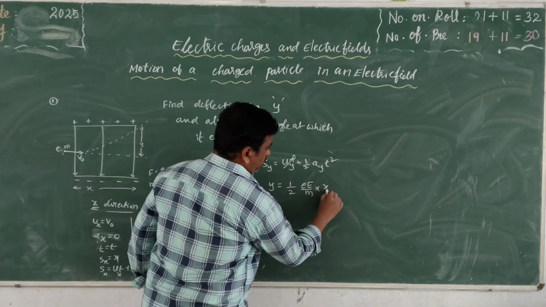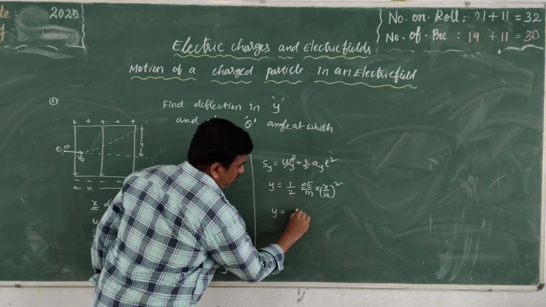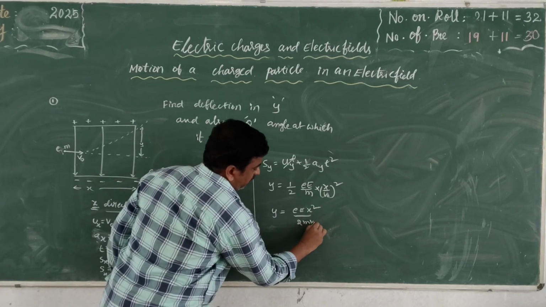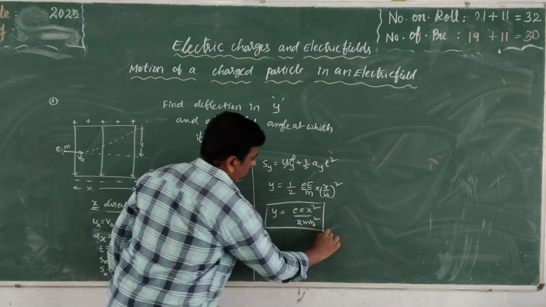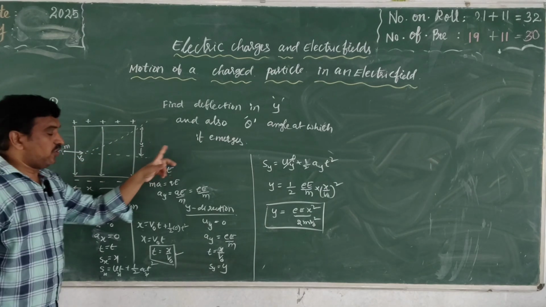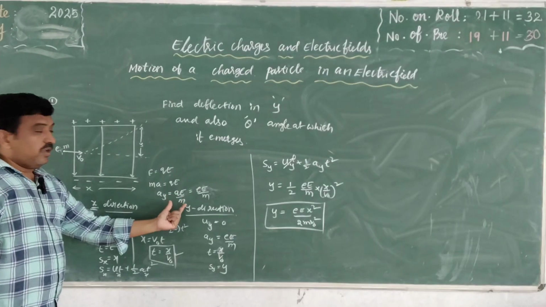I write here x by v naught whole square. So we get y equal to E x square by 2m v naught square. It is the deflection along y axis. See first, here a uniform electric field is there, and a charged particle is moving in this uniform electric field. A force is acting on it, that force is F equal to QE, and from that acceleration equal to QE by m we can write.